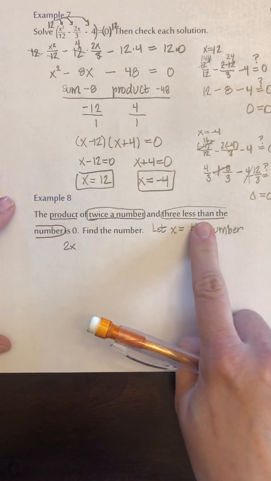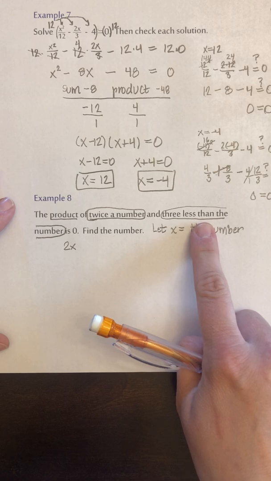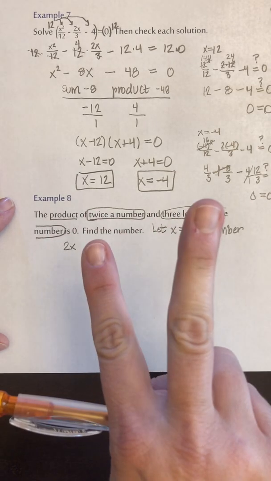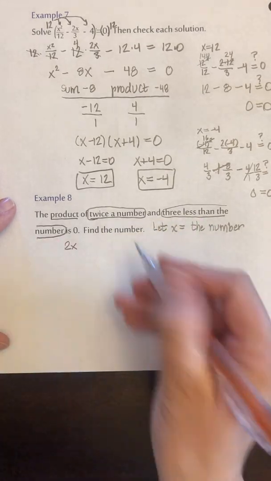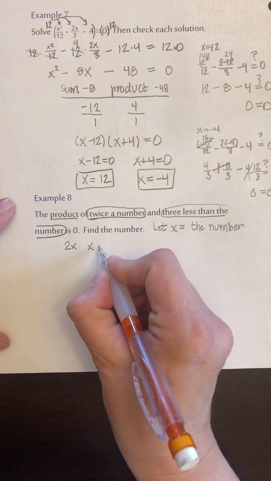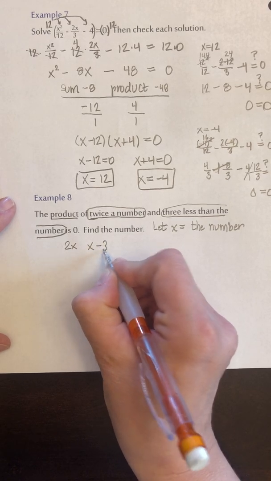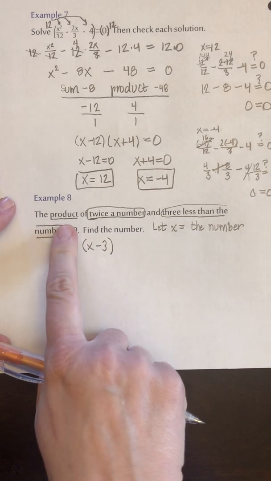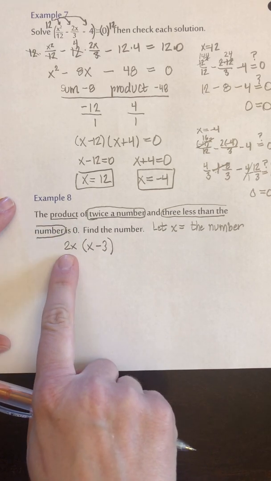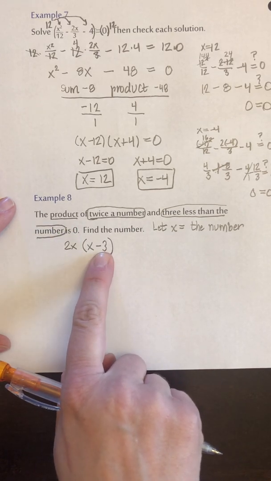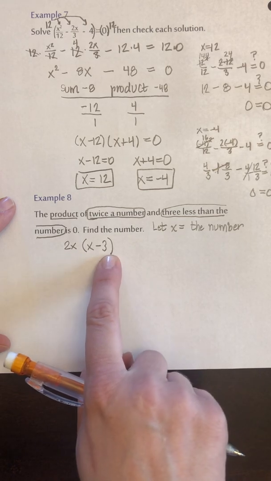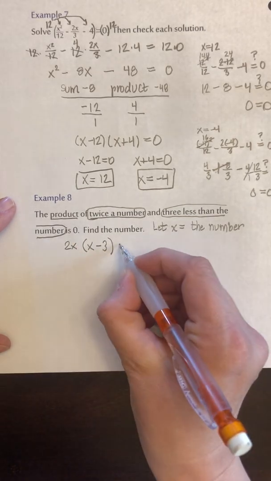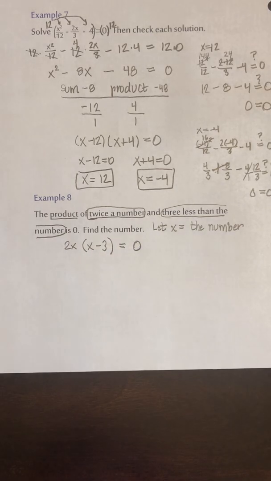We talked about this phrase less than earlier in the year, and remember I told you when you see that phrase less than, you want to flip your order. So instead of 3 minus the number, we're going to flip the order and change it into the number minus 3. And we're multiplying the twice the number and the 3 less than the number. So I have 2x times x minus 3, and then is, we know, means equals 0.